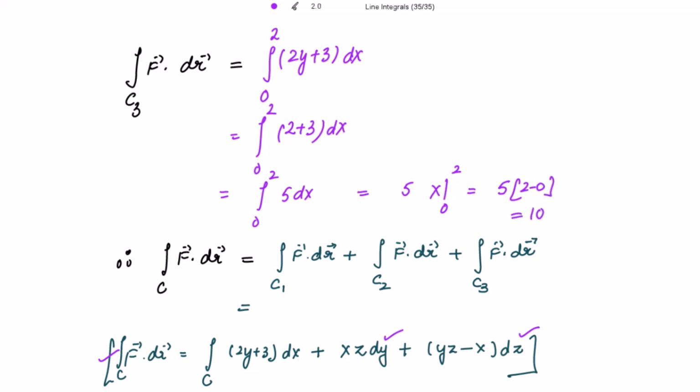So collecting all these three integrals and adding them, the integral of F.dr over the complete curve C is equal to the sum of these three integrals. The first integral is 0, the second is also 0, but the value of the third integral is 10. So the complete answer becomes 10. This is the required solution.